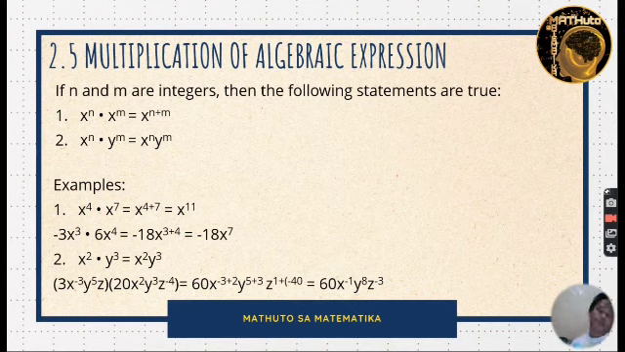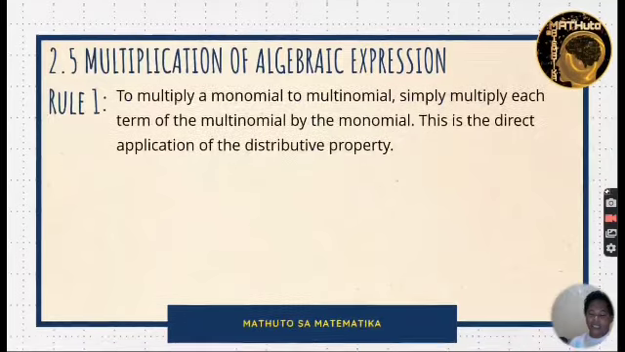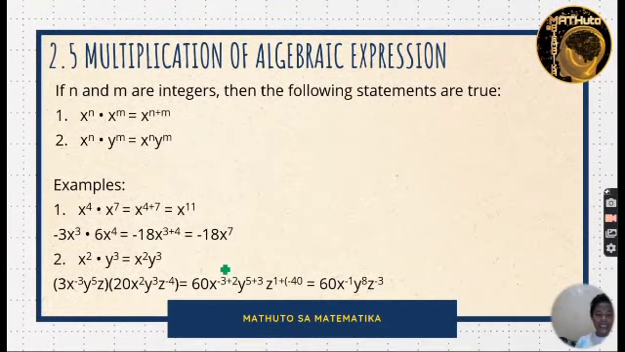Let's take these examples po. X raised to 4 times x raised to 7. So we have x to the 4 plus 7, which is x to the 11. So ito pa po. Negative 3x squared times 6x to the 4th. So, the same variables po sila, x. So, negative 18 times x raised to 2 plus 4. So, magiging negative 18x raised to the 6th power.